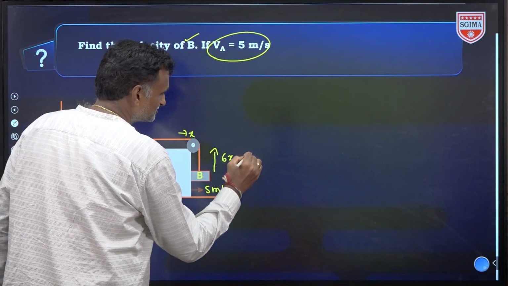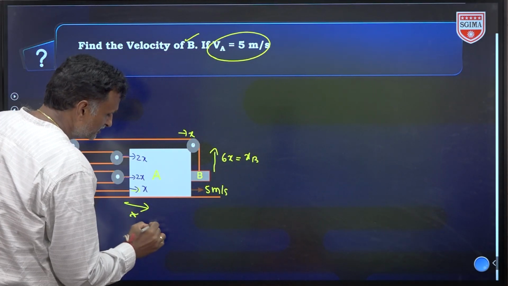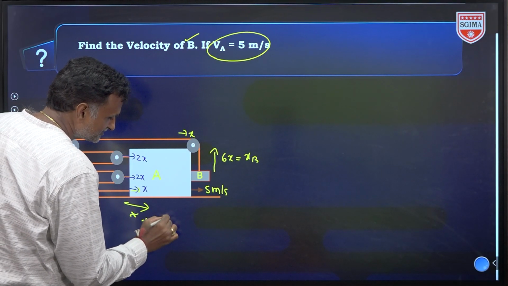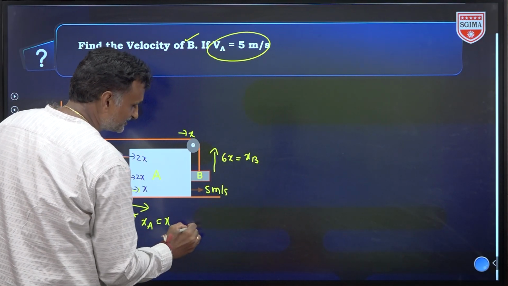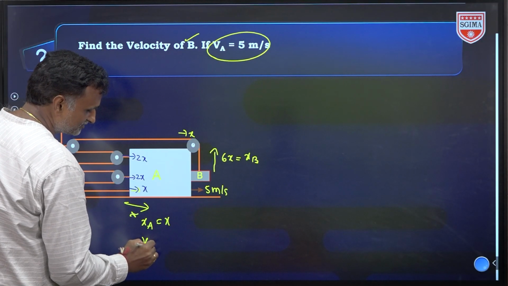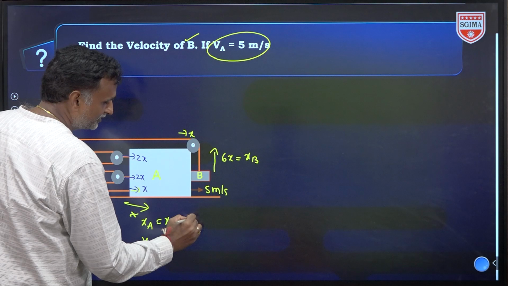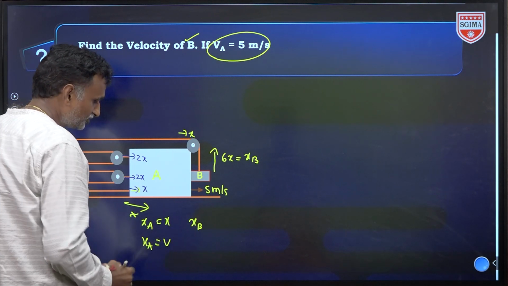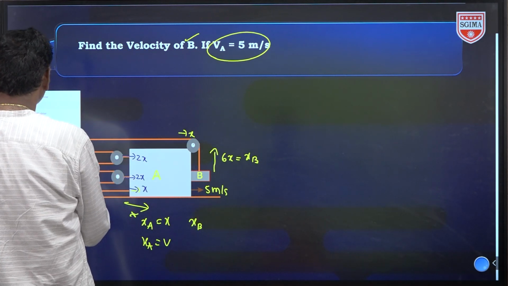So this is what actually xB, right? So xA equal to x and xB equal to 6x. So we can take xA velocity, suppose v, then xB velocity, sorry, don't consider xA.